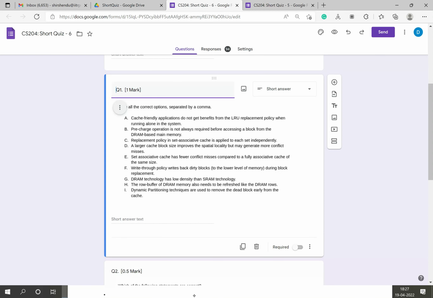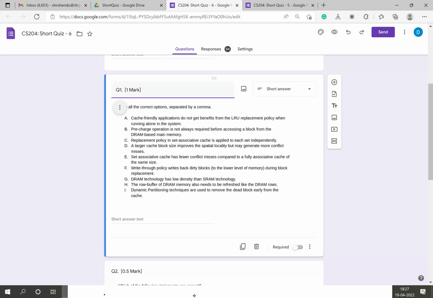C says replacement policy in a set associative cache is applied to each set independently. Obviously, this is a very straightforward point. D: A larger cache block size improves spatial locality but may generate more conflict misses. I have explained this in class. With a larger block size you fetch more neighboring words, so it improves spatial locality. But the number of blocks you can place in the cache reduces, so that may create more conflicts. So B, C, and D are correct.